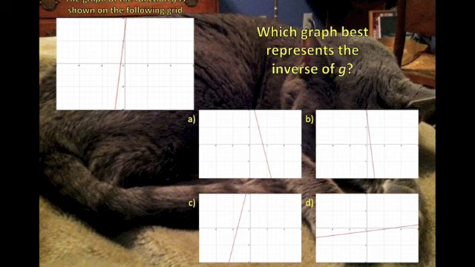So here's a practice problem for you, where we're going to test out that theory of the y equals x line. The graph of the function g is shown on the following grid. Which of the following graphs best represents the inverse of g? Now if you look at the original graph, you're going to trace out the line y equals x, which cuts through the origin, has the slope of 1, should be fairly simple for you.